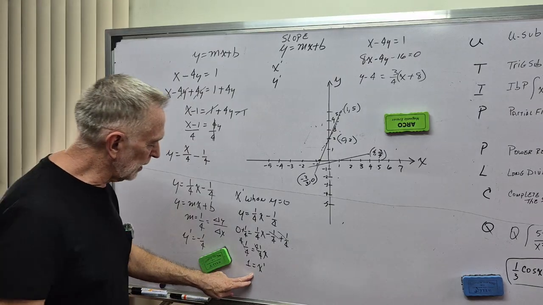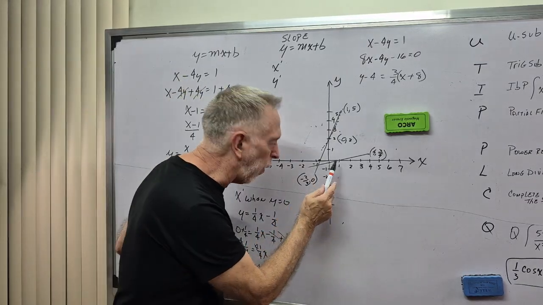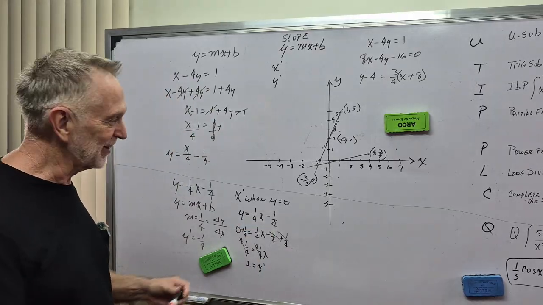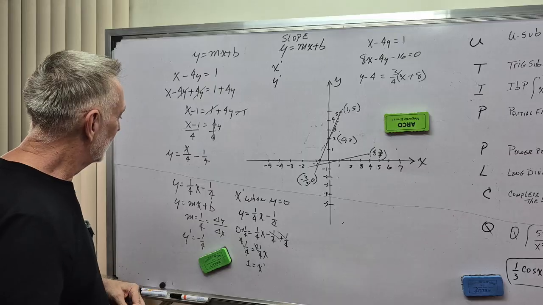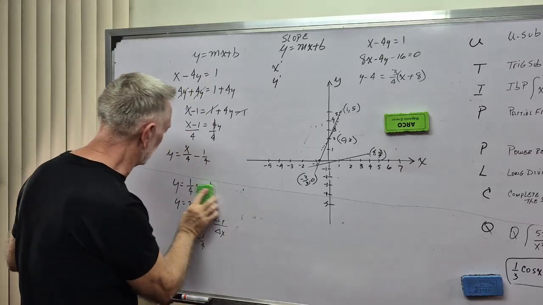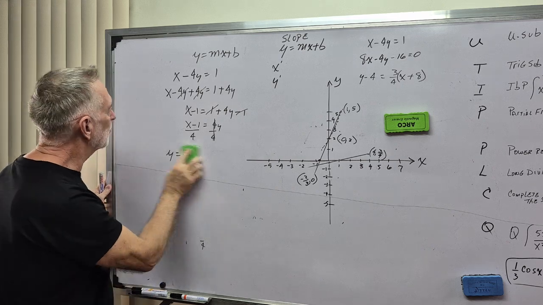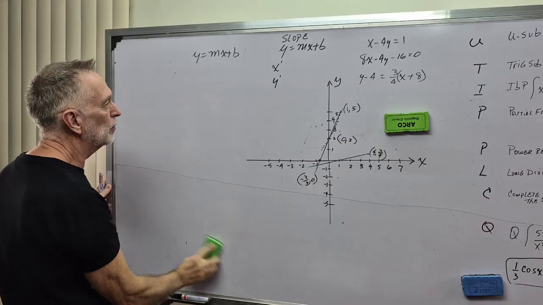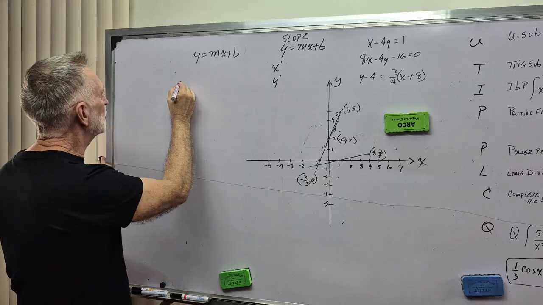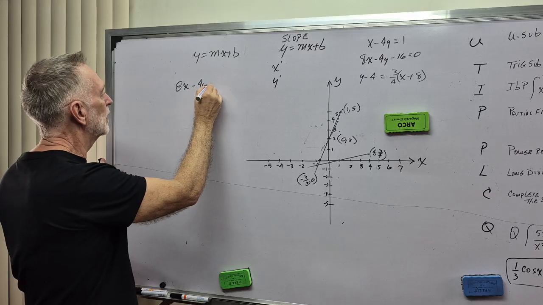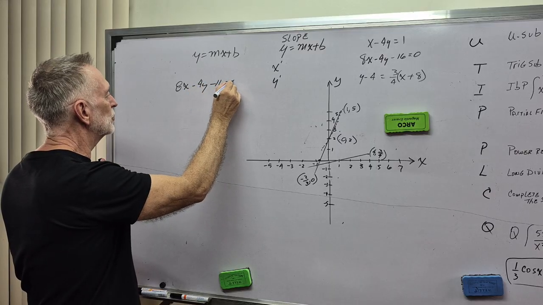So it should be that I intercept this thing at 1. And I did. I got lucky graphically, okay? All right. So that's how we would do our x and y intercepts and find the slope. All right, let's do one more here. They said they have 8x minus 4y minus 16 equals 0.